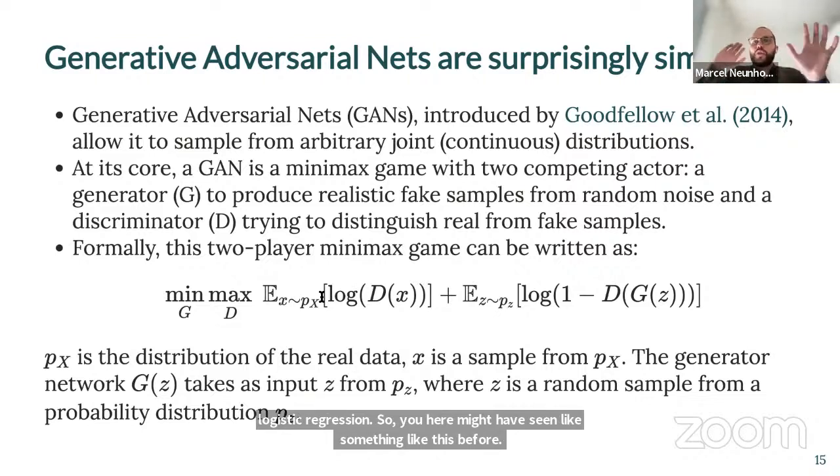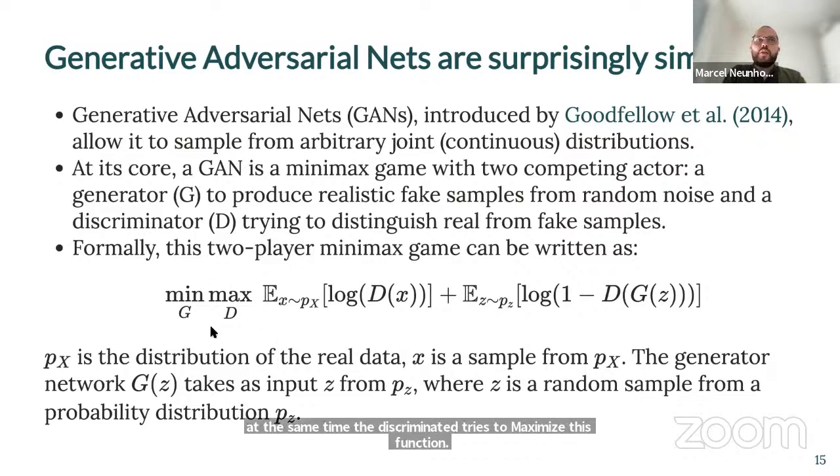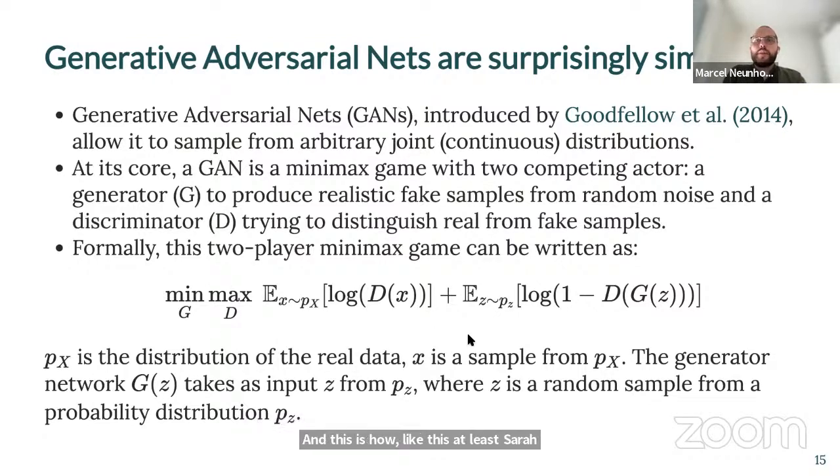And now, as we have those two networks that we want to learn, one tries to minimize this function, the generator, and tries to update its weights such that the value of this function is minimized. And at the same time, the discriminator tries to maximize this function. And this is how this adversarial game can be expressed in math terms. And since they are playing against each other, we can also not reach a minimum or a maximum, right? We can only try to find this stable equilibrium state.